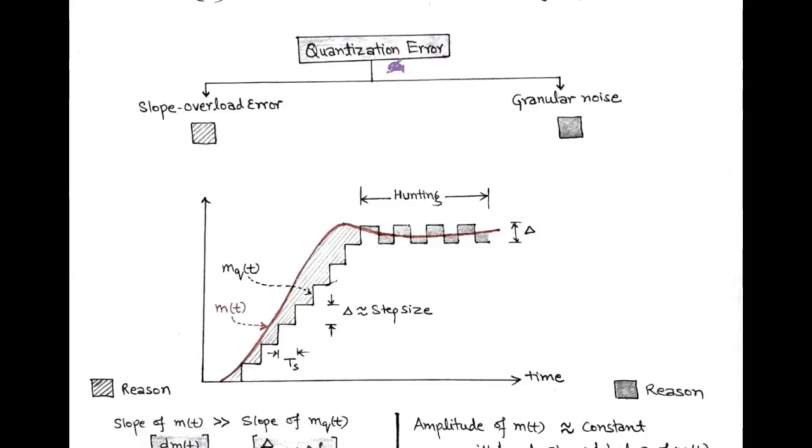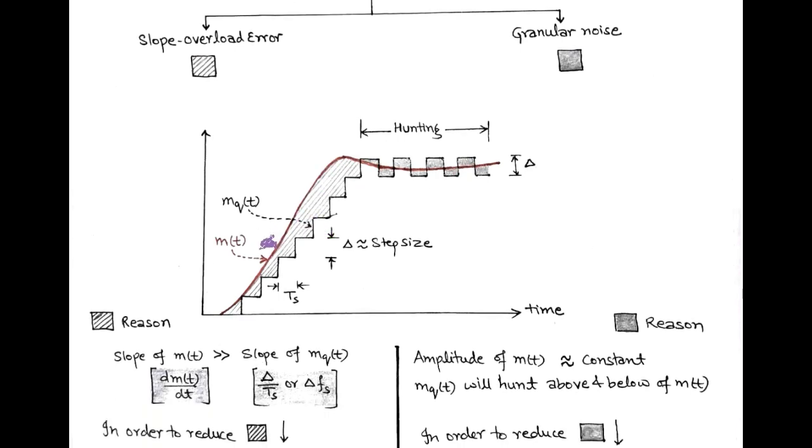Hello friends, in our last video lecture we have discussed delta modulation transmitter and receiver, and we have discussed that in DM there are two types of quantization error. First is called slope overload error and second is called granular noise. So we discuss both the quantization errors individually.